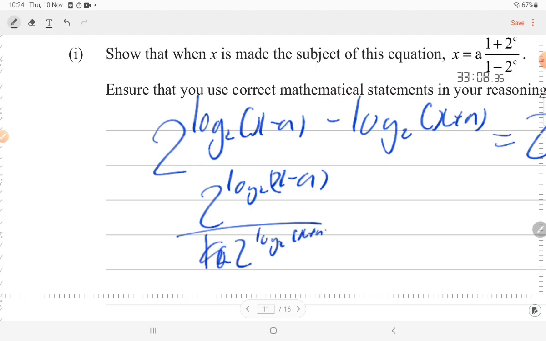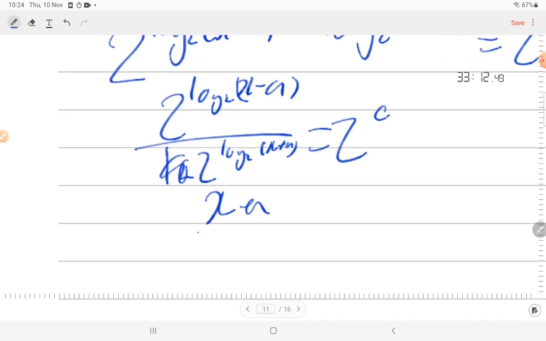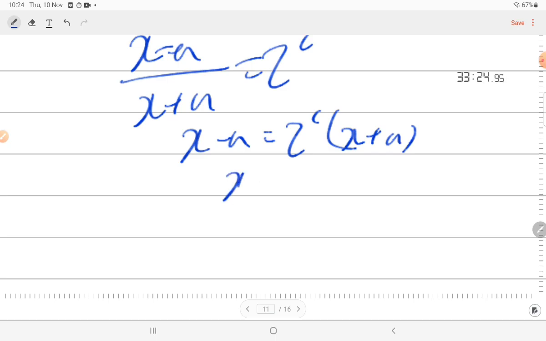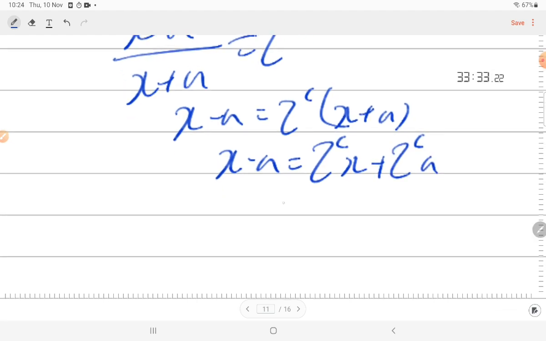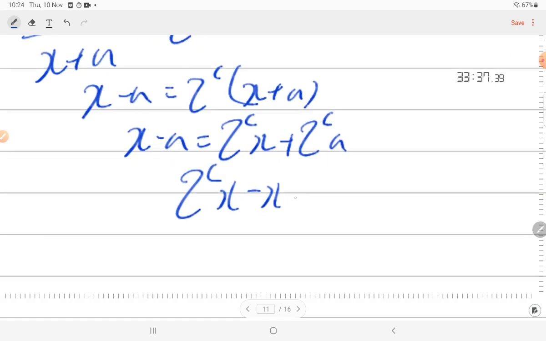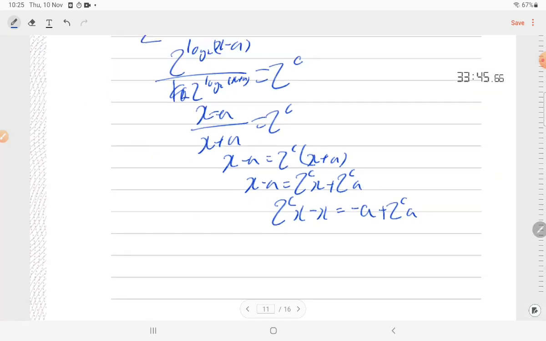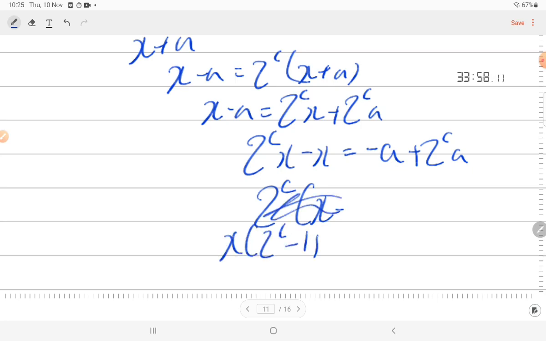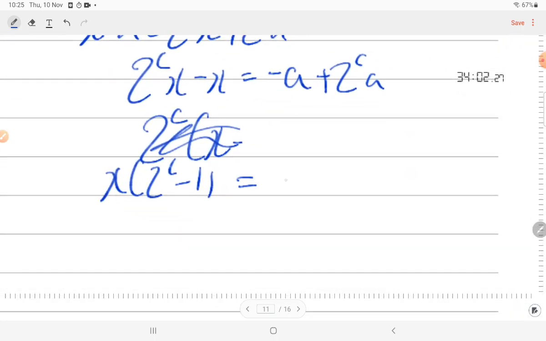log 2c, x plus a, x minus a, 2 to the c x plus ca. 2 to the c x minus x is equal to negative a, ca. 2 to the c x minus, oh no, x because 2 to the c minus 1 is equal to 2 to c.